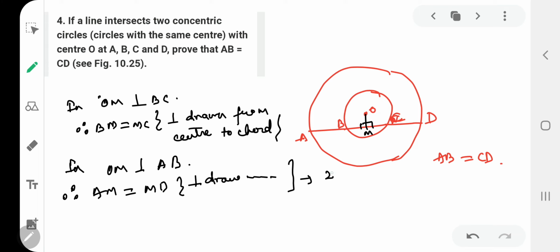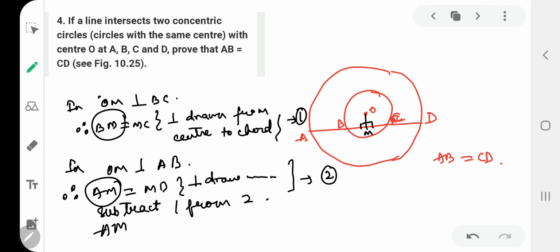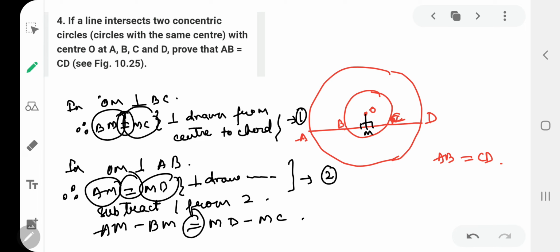This is your equation number 2. This is your equation number 1. You have to subtract 1 from 2. So it will be AM minus BM on your left hand side subtraction, and on your right hand side MD minus MC. Got my point clear? Okay, so here you will get AB, and MD minus MC will be CD. Hence proved.